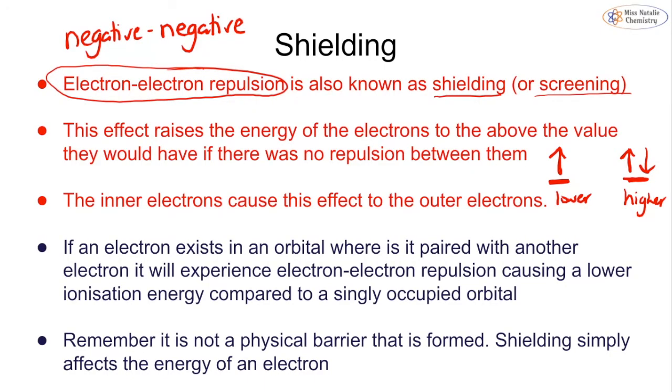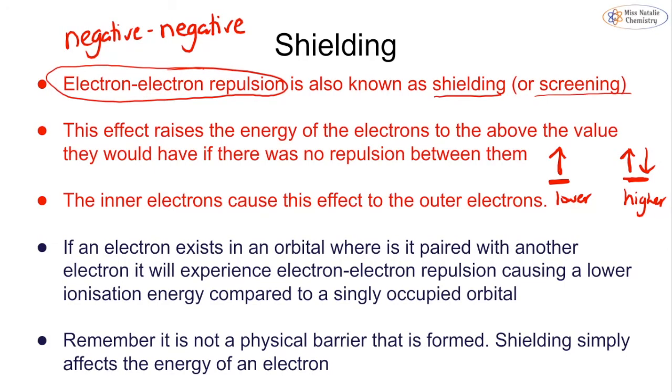We also get this shielding or electron-electron repulsion from the inner electrons to the outer electrons. So your electrons in quantum shell 1 and 2 are going to be repelling the electrons that are in energy level 3. So this is a way that we can explain why quantum shell 3 is at a higher energy level than quantum shell 2 and 1. It's because we have this repulsion between the electrons in shell 1 and 2 and the electrons in shell 3.